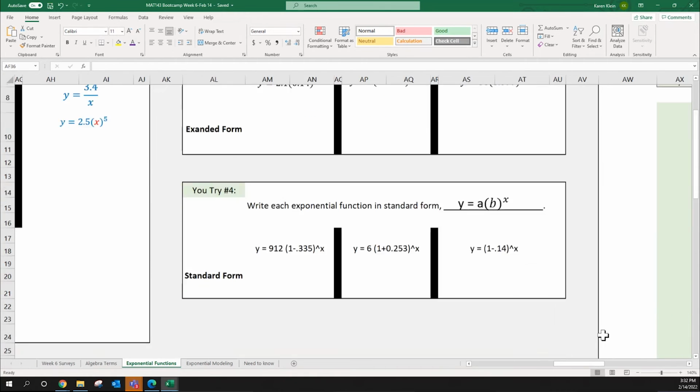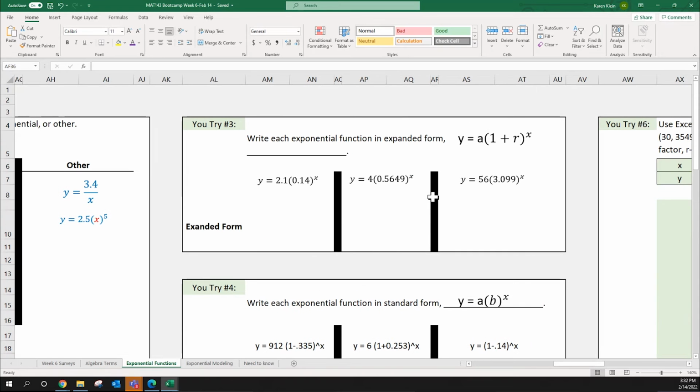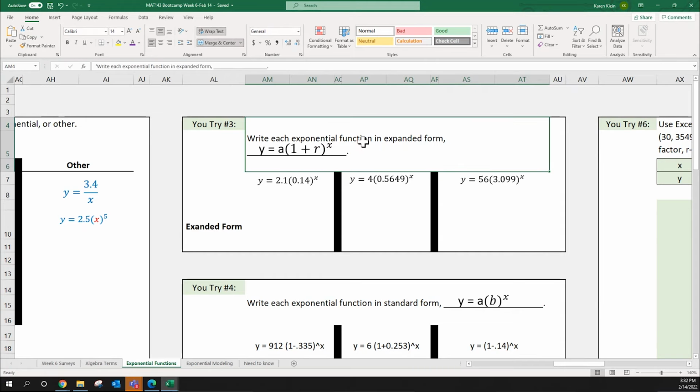All right, let's scroll along. And let's practice expanding these exponentials. So when you try 3, it says write each exponential function in expanded form. So I want you to expand the value of b. So I want you to express b as 1 plus r. Now, when I say 1 plus r, r can be positive or r may be negative.